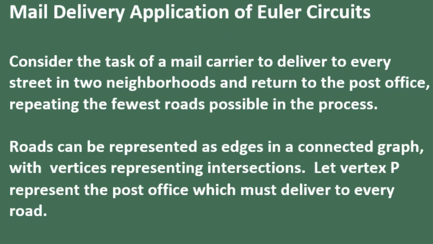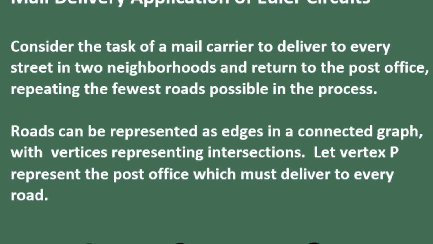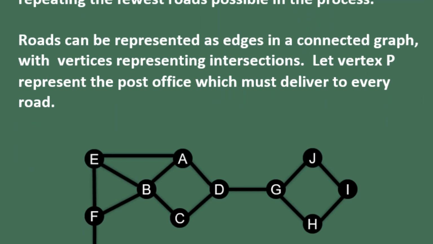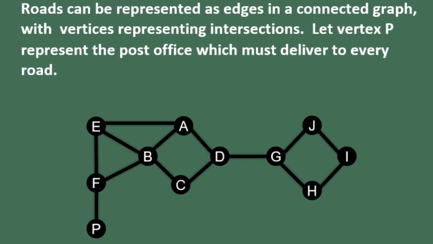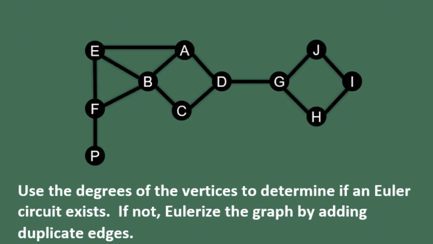We're going to apply these concepts to a mail delivery application of Euler circuits. Consider the task of a mail carrier to deliver to every street in 2 neighborhoods and return to the post office, repeating the fewest roads possible in the process. The roads can be represented as edges in a connected graph, with vertices representing intersections. In our graph, vertex P represents the post office, which must deliver to every road. In order to find an optimal solution, we're first going to begin by analyzing the degrees of the vertices to determine if an Euler circuit even exists.